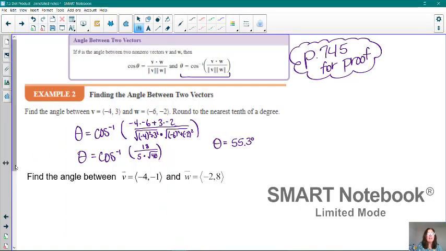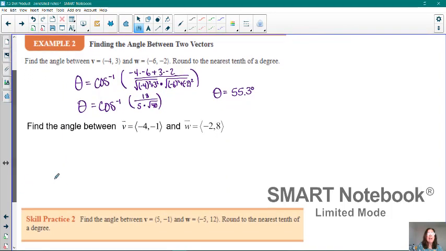All right, let's take a look at another example here. We have find the angle between -4, -1 and -2, 8. So theta will be equal to the inverse cosine of, numerator will be the dot product, -4 times -2 plus -1 times 8 over, hold on a second, -4 times -2 is 8, -1 times 8 is -8. That tells me the numerator is going to be 0.